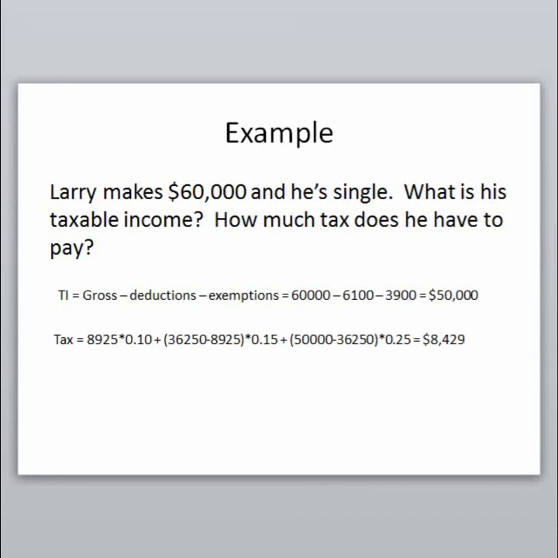We see the next bracket, the 25% bracket, is up to $87,850. So he doesn't make more than $87,000. This will be his last bracket. So he's got to pay income up to $50,000 in taxable income. So we take his $50,000 minus the amount he's already paid taxes on. And again, he's already paid taxes on his first $36,250. So we subtract that away. And so all that surplus above the $36,250 gets taxed at 25%. And when we calculate all those values and add them together, we see that Larry has to pay $8,429 in taxes this year.